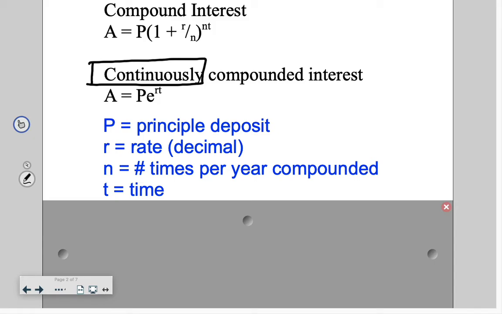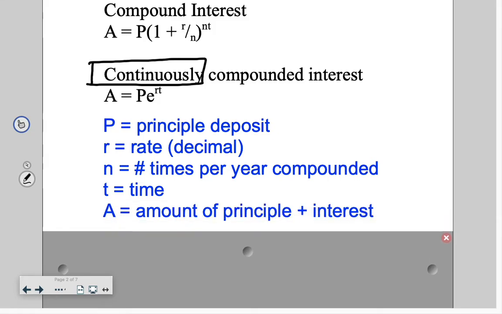So let's say you put some money into an account, you come back 10 years later, T would be 10 then. You see how much money is there now, or 5 or 2 or whatever it is, but usually in years. And then the last part, A in both of those formulas is your ending amount. It's the amount of principal plus interest that you either earn or owe.